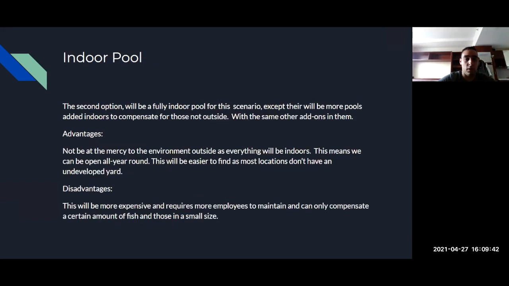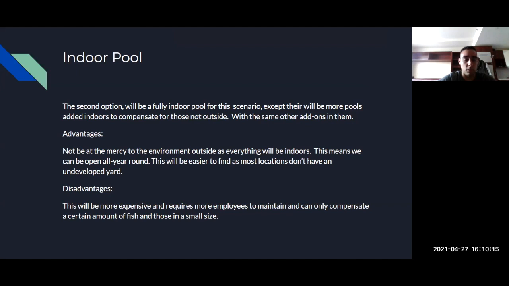Okay. Our next facility would be an entire indoor pool. It would just mostly be indoor with smaller pools and a larger pool in the facility. We found that the advantages for this facility was that it would be open all year round theoretically, and will be easier to not be susceptible to the environment. And also that we found more locations when we were looking at sources of warehouses.